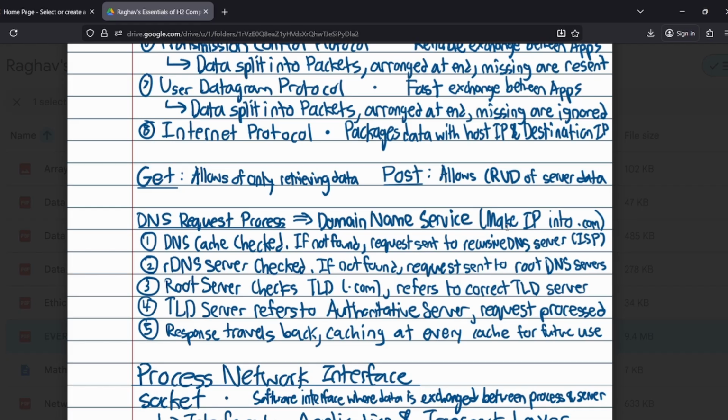It's the TLD server which is checked, and there's one for .com, one for .net, etc. It refers it to the correct TLD server, which then refers it to the authoritative server, and the request is processed. It will end there, okay? It will end at the authoritative server, because that's where everything is. And every time the response travels back by one step, it caches it. So it'll cache it at the root server, at the recursive DNS server, at the ISP, everything. And it'll be rendered on your computer.